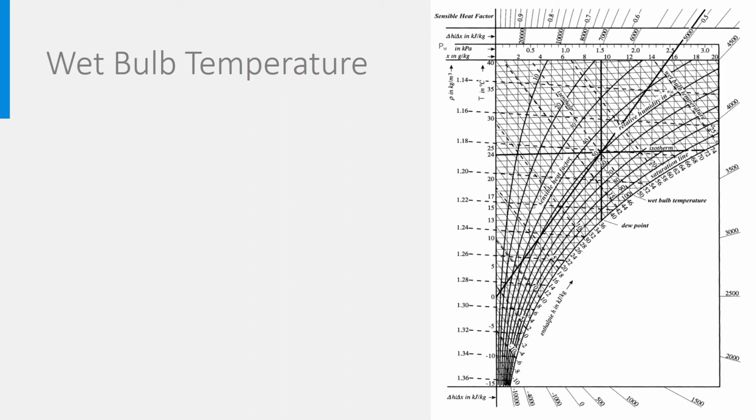The lines of constant wet bulb temperature TWB are these diagonal dotted lines in the Mollier diagram that seem to be parallel to the isenthalpic lines. You see here the wet bulb line 25 degrees. You can observe that it crosses the saturation line at a dry bulb temperature of 25 degrees too.